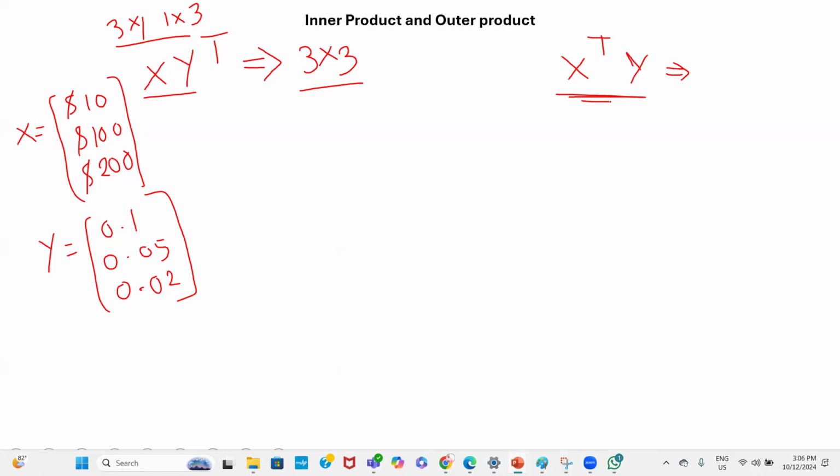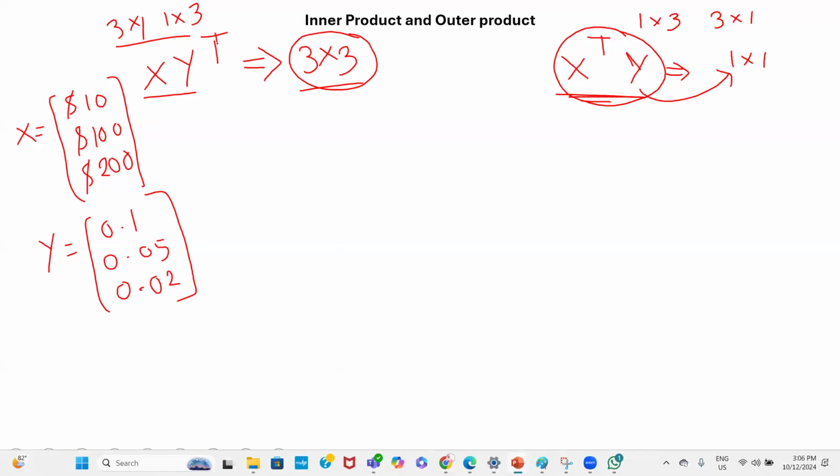What is the product of this? X transpose would be 1 into 3 and y would be 3 into 1, so you're getting 1 into 1. So x transpose into y is giving you a scalar value, and x into y transpose is giving you a matrix, right? Right or not? x into y transpose is giving you a matrix.